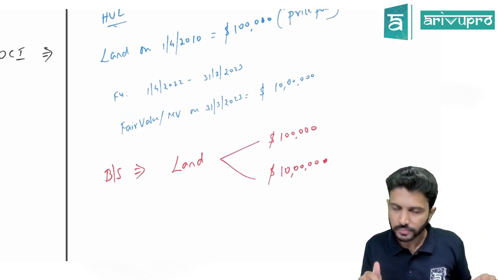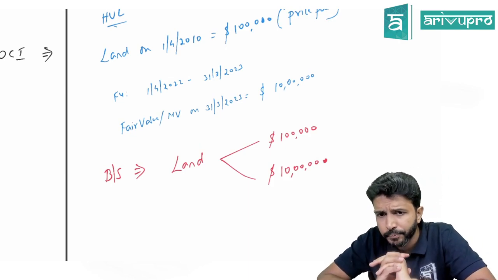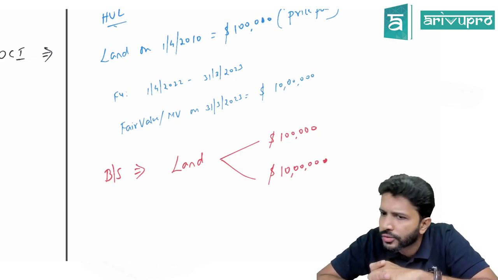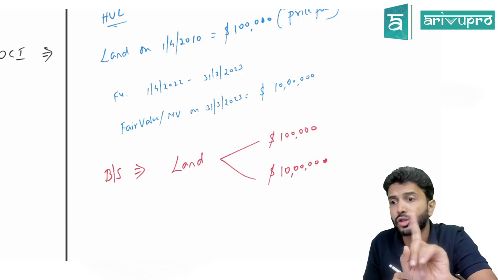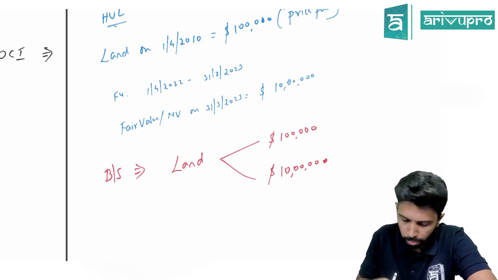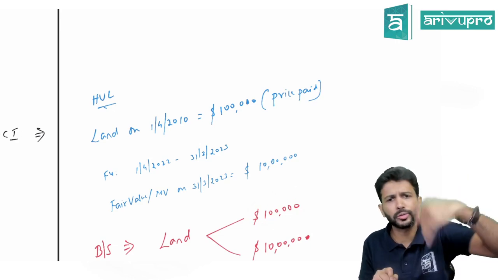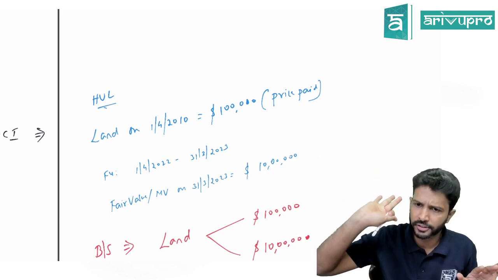Listen to this. Okay. See, both are correct only in a way. If the company wants, they can show it at 1 lakh. What is the justification for it? Why 1 lakh, by the way? Because land is not depreciated. You bought it for 1 lakh, even after 10 years or 20 years also, its value will be 1 lakh only, because we don't calculate depreciation.